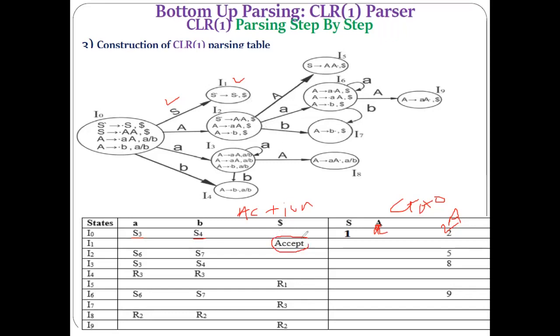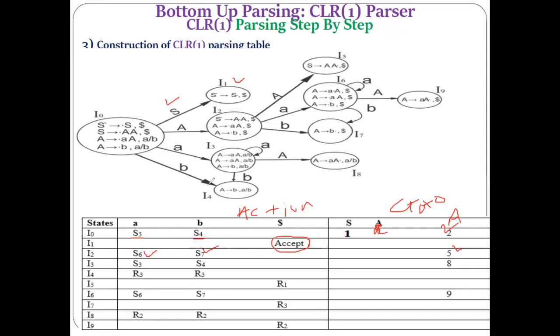Okay, so this will help the parser to announce whether the string can be accepted or not. Then I2 on the non-terminal A is going to another state, that is I5. That is the reason I2 on non-terminal A is going to I5. That's why here we have written the 5. Then I2 on the terminal a is going to I6. That's why S6 is here. I2 on the terminal b is going to I7. That's why S7 is here.